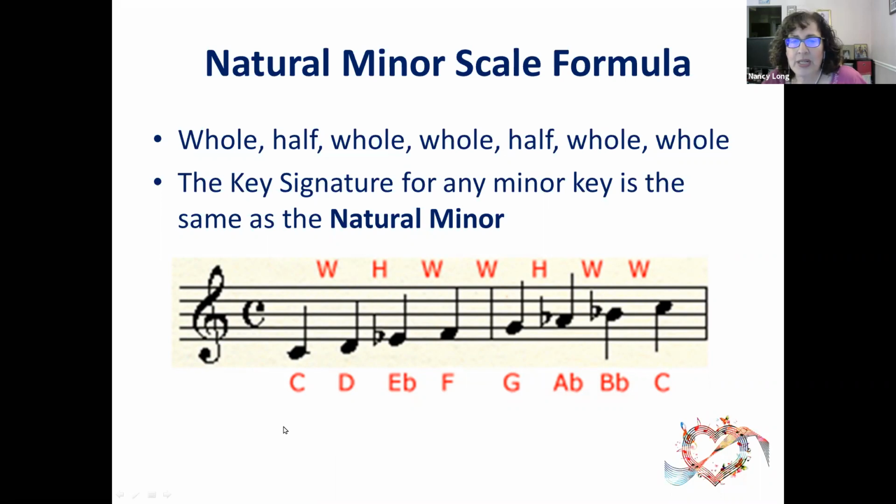Okay, let me see if I can sing this for you. Natural minor. C, D, E flat, F, G, A, B, C. So you heard the difference between that and C, D, E, F, G, A, B, C. So we have flatted the E flat, the A flat, and the B flat. And that is the natural minor scale. It has the flatted third and the flatted sixth and seventh in the scale.